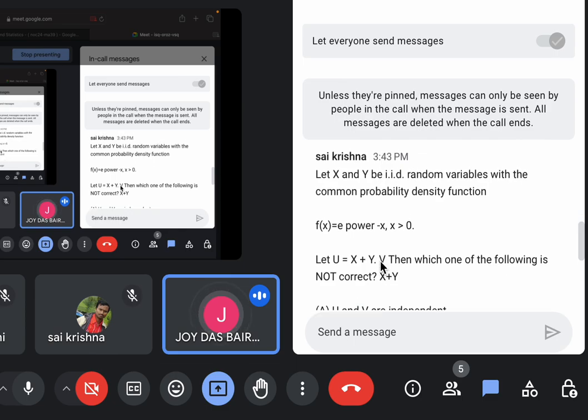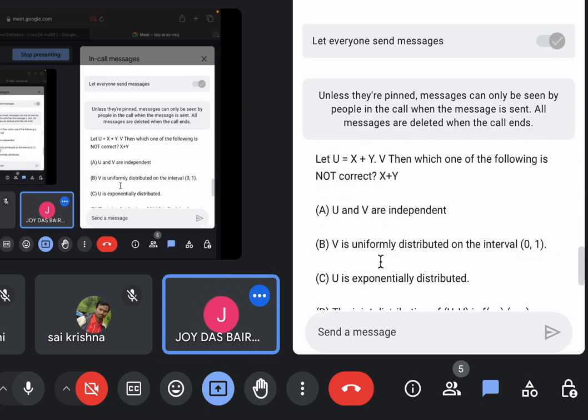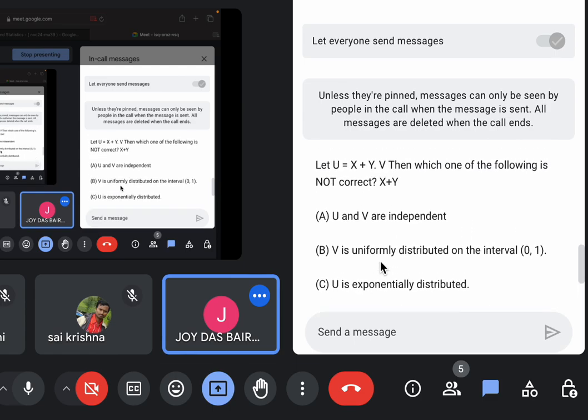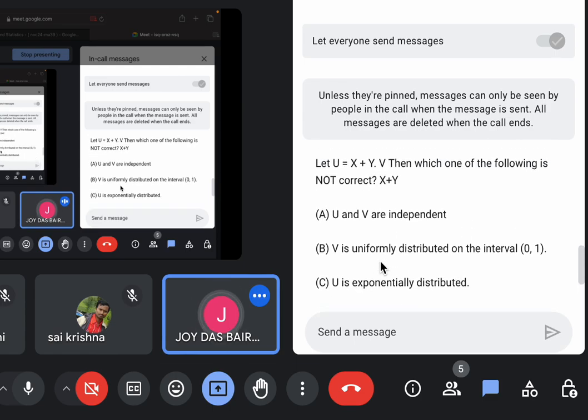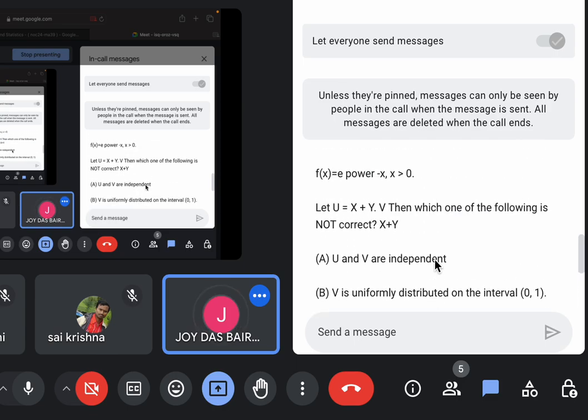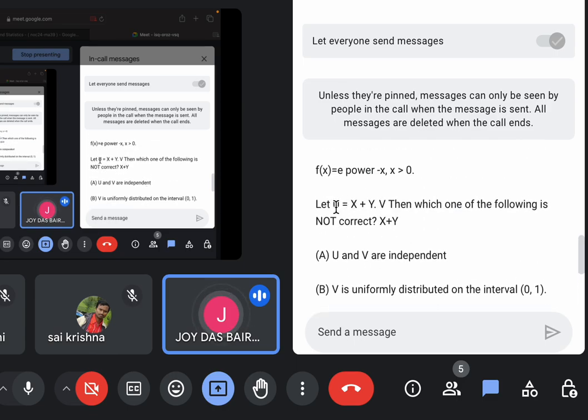Also x is greater than 0. B is already correct because x plus y and x are both greater than 0, so x by x plus y lies between 0 and 1. So B is actually correct. We have to check whether u and v are independent or not. U is exponentially distributed, the distribution of u.